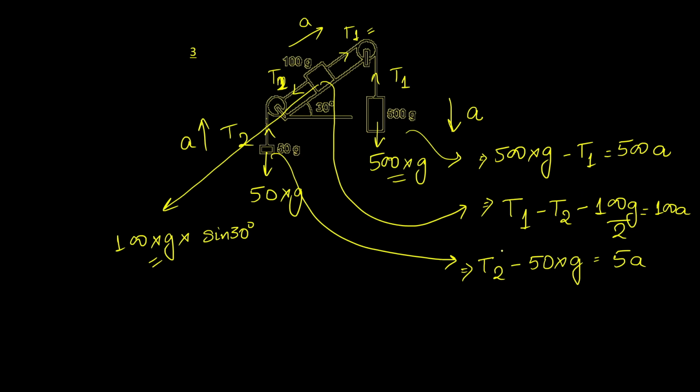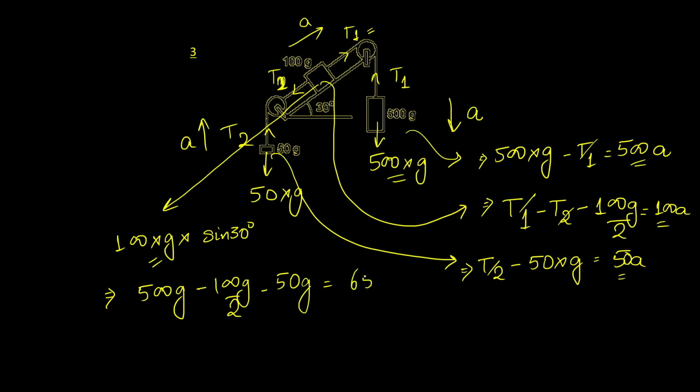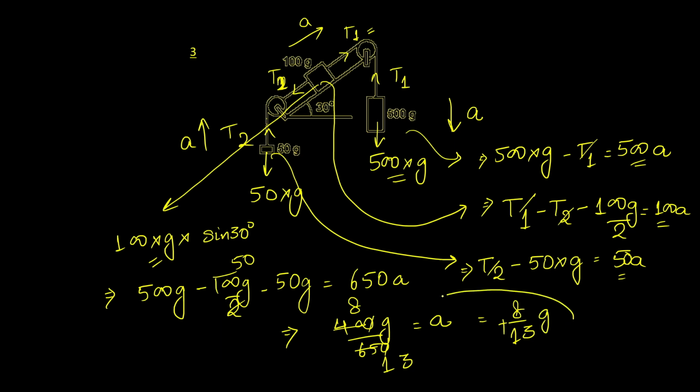Now when you add these 3 equations, T2 will be cancelled out, T1 will be cancelled out. So we will be left with 500 g minus 100 g by 2 minus 50 g, that will be equal to 50 plus 100 plus 50, that is 650, so 650 a. Upon solving, this is actually 50, so 500 minus 50 minus 50, that is 400 g upon 650 is equal to a. So that will be 8 upon 13 g, and that is the answer.